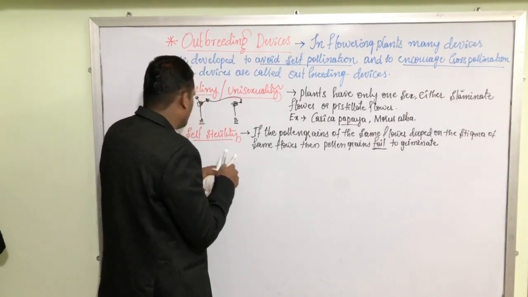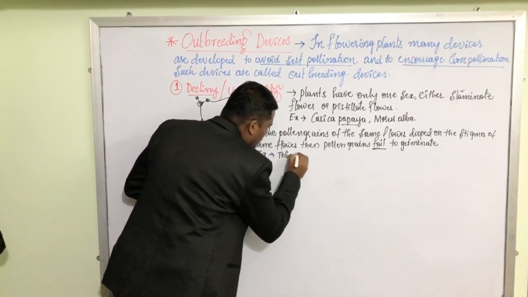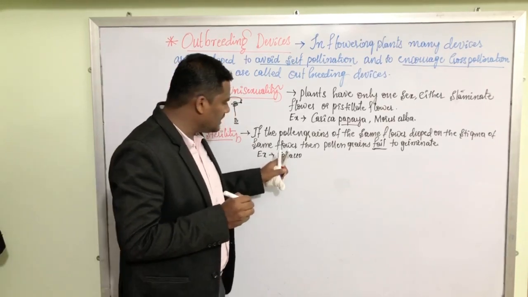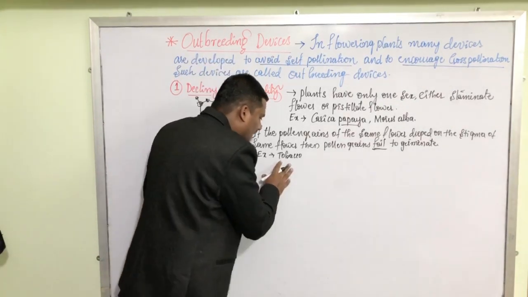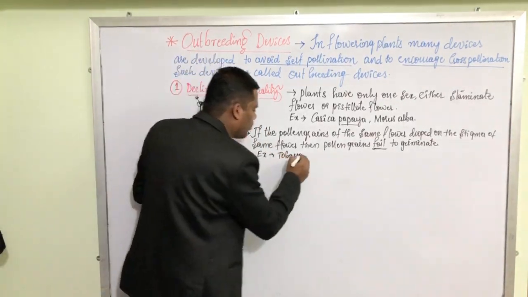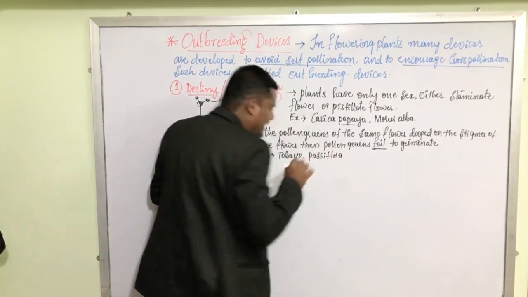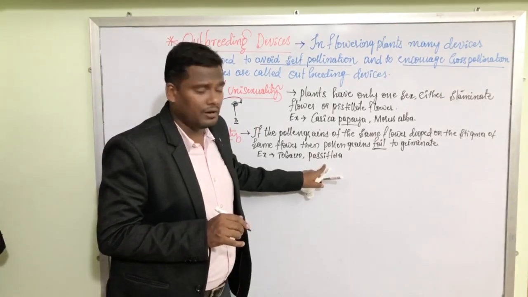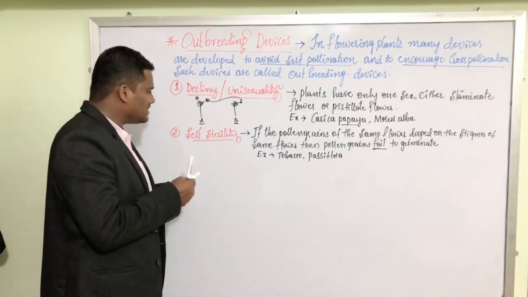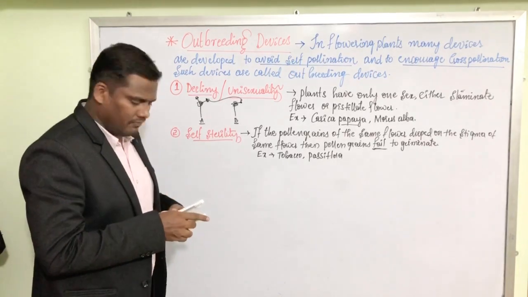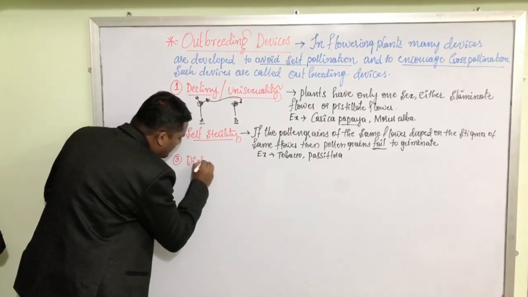The best example for self-sterility is the tobacco plant. If in the tobacco plant the same flower's pollen grain is dropped on the stigma of the same plant, then it will never germinate. Tobacco plant, Passiflora is the example. Its common name is passion flower. Passiflora foetida is the complete scientific name of this plant. This is the second outbreeding device. Then the third outbreeding device is dichogamy.